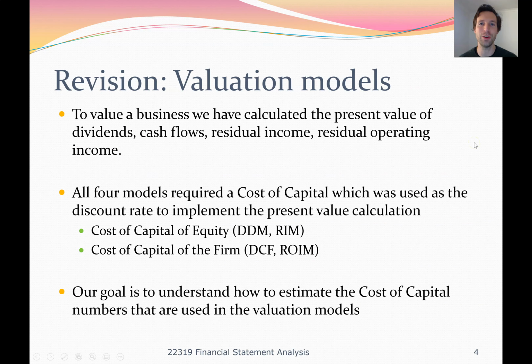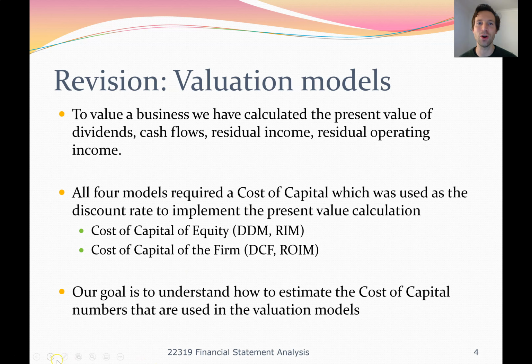So to revise what we did over the last 2 lectures, we learned how to value a business using 4 different valuation methodologies. We used the dividend discount model, the residual income model, the discounted cash flow model, and the residual operating income model. So when we valued those businesses, we had to present value either the dividends, cash flows, residual income, or residual operating income. To do that present value calculation, we needed to have what's called a cost of capital. So the cost of capital is what we use to actually do the discounting to calculate the present value of these future cash flows or earnings.